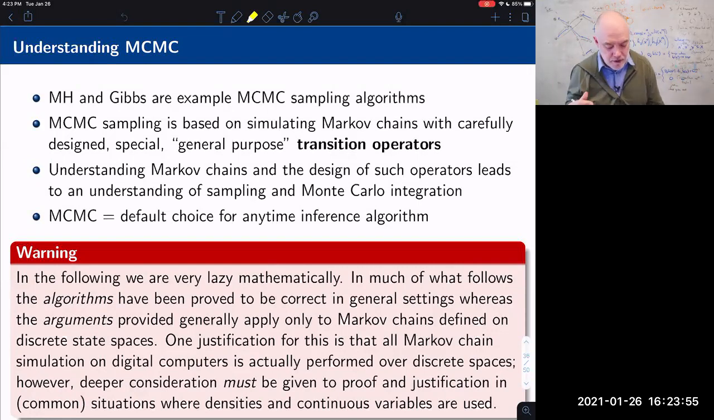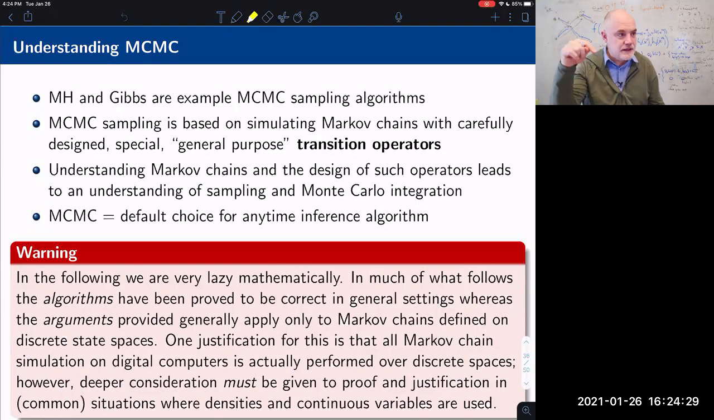To understand what's going on, understanding a little bit about Markov chains and the design of such general purpose transition operators will lead to a better understanding of both the algorithms, sampling in general, and Monte Carlo integration. And again, really, Markov chain Monte Carlo, if you're just doing Bayesian statistics rather than AI type things, is the default choice for an anytime inference algorithm. It's the first thing you should try.